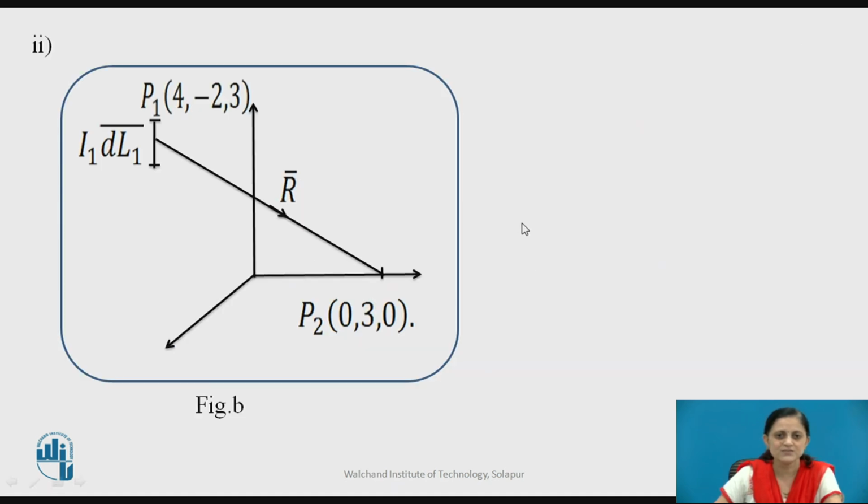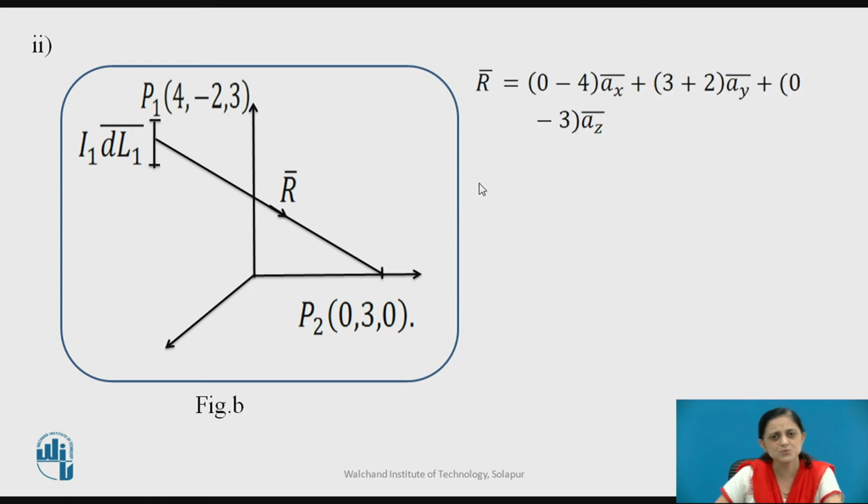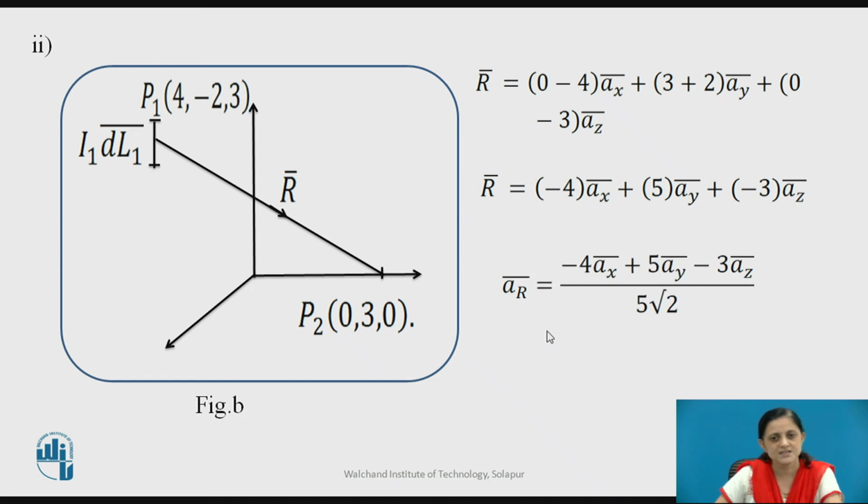So let us check it for the second point. For the second point, P1 is the difference, so 4 minus 2, 3, and the P2 is the same. So again here the differential element is I1 dl1 bar, and if you connect these 2 points, this forms the r bar vector. Same procedure, first you have to find out the r bar vector. So 0 minus 4 a bar x plus 3 plus 2 a bar y plus 0 minus 3 a bar z. So you are getting the r bar vector as minus 4 a bar x plus 5 a bar y minus 3 a bar z. Let us find out the unit vector of this r bar vector.